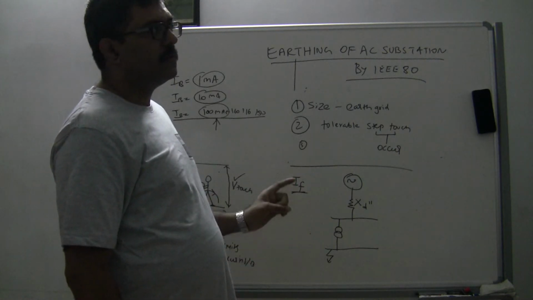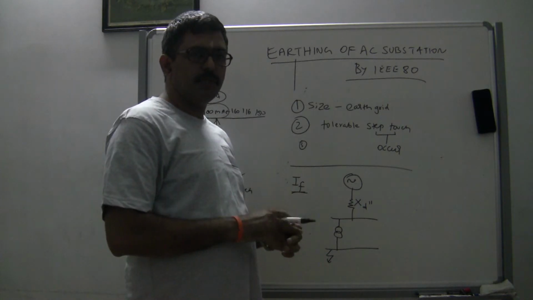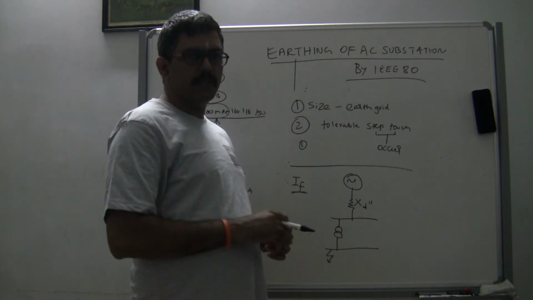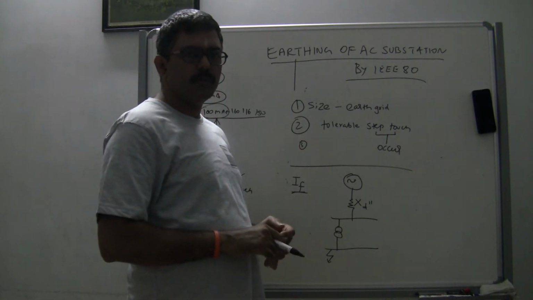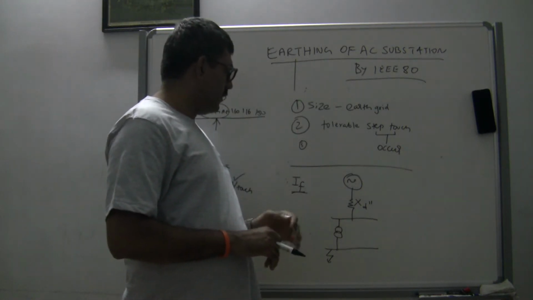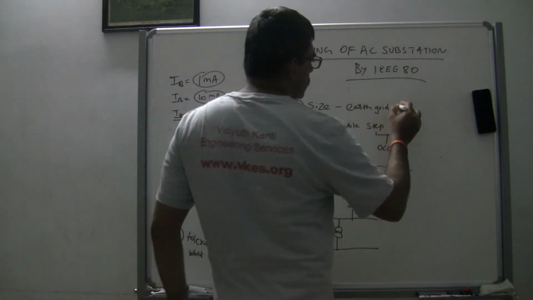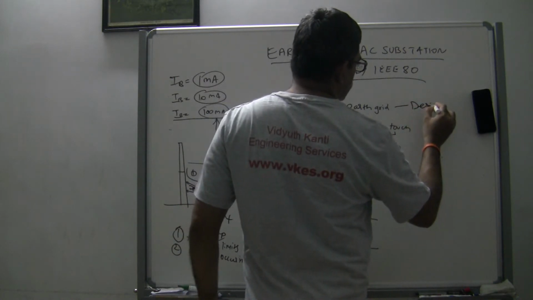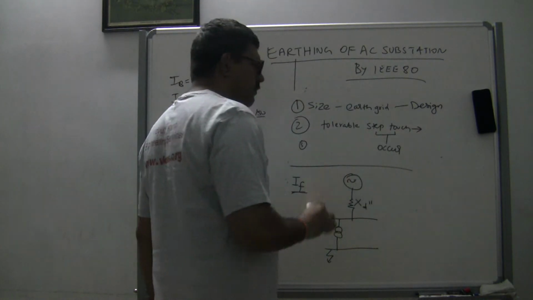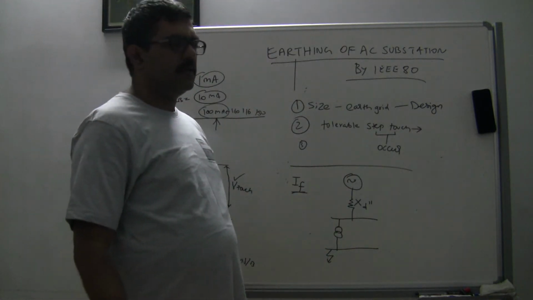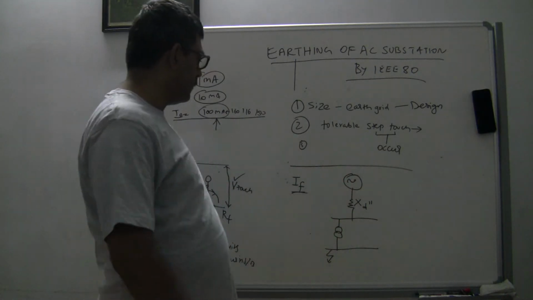Later on, during the determination of step and touch potential, I will take one typical case, a typical 220 kV switchyard, and show how the fault level is determined. For sizing of the earth grid, let us take the design fault current, whereas for touch and step potential, we will be taking the reduced fault current. Why we are doing it like that, I will explain.